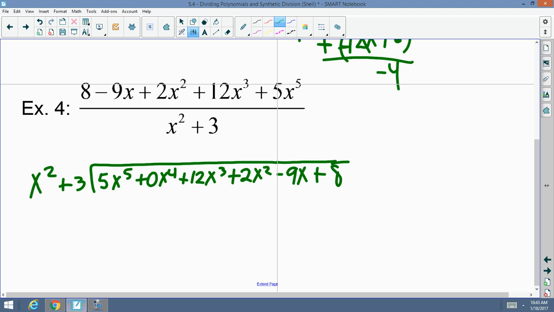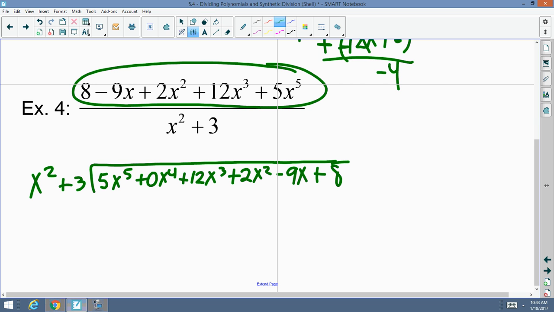Why did you put the 0x to the 4th? Because I did not have an x to the 4th in this dividend, and I need an x to the 4th. I need to go in standard form. Sometimes I'm going to use that 0x to the 4th, sometimes I won't, but I need to put it there.